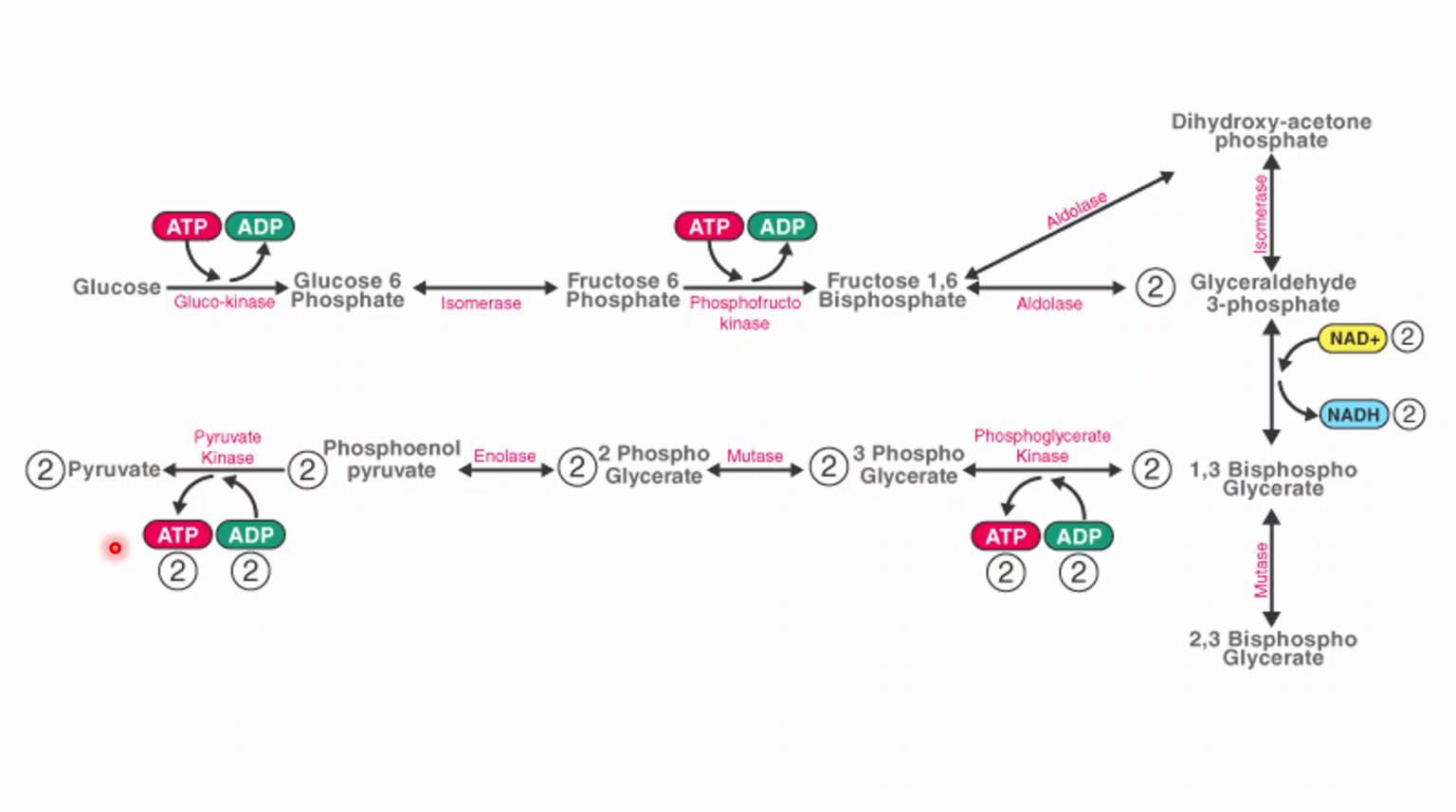Similarly, here also the same thing is happening. From phosphoenol pyruvate, the phosphate group is taken and given to ADP so that it can become ATP, and this can become pyruvate. Okay. I hope this is clear now. If it's not clear, you can ask.